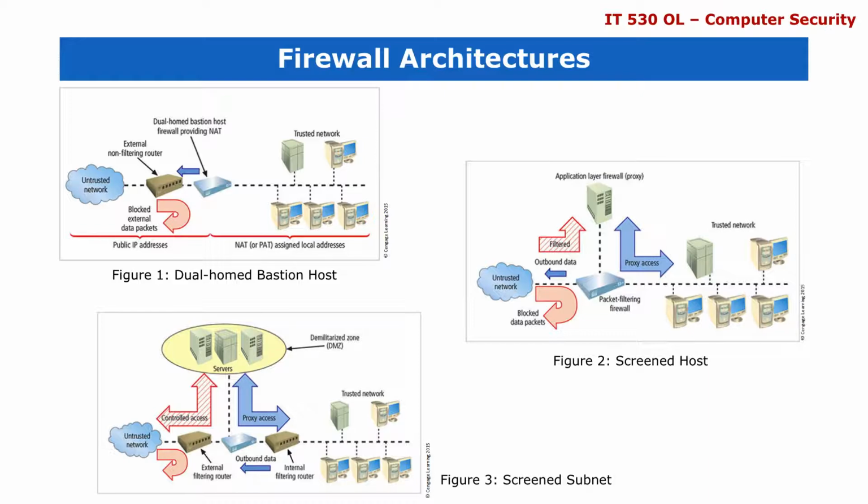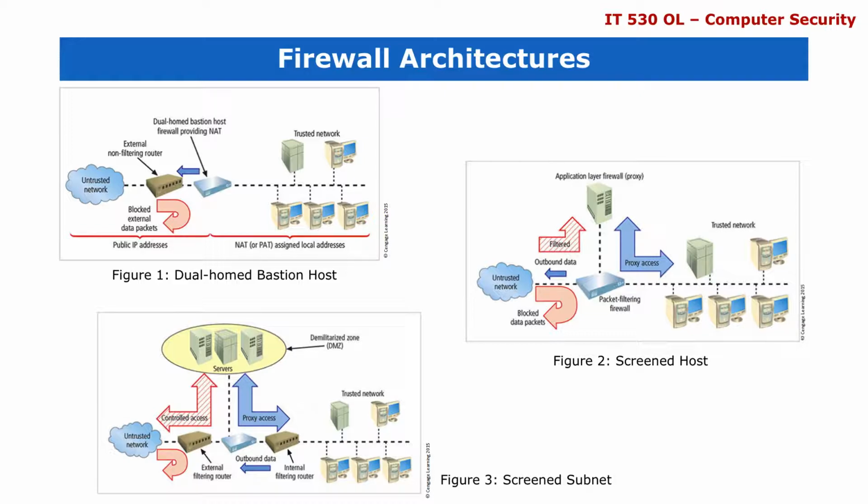It also requires an external attacker to compromise two separate systems, that is the application firewall and the packet filtering firewall, before the attacker can actually access the internal data. The last one we have is, as you can see bottom left, the screen subnet. The screen subnet usually combines packet filter, sorry about that.